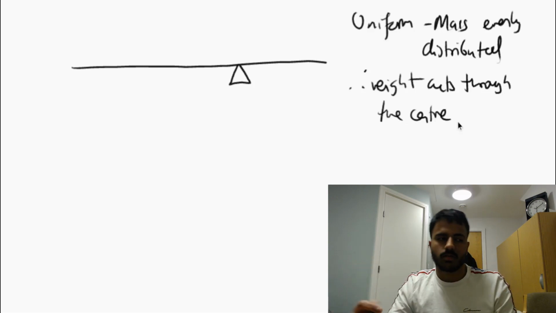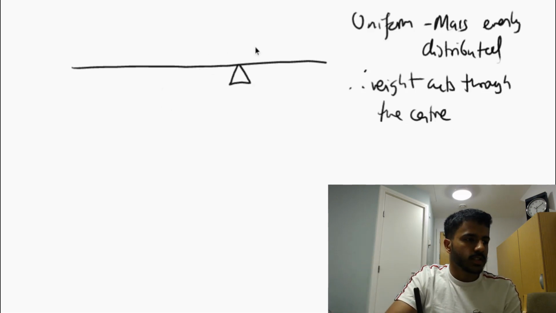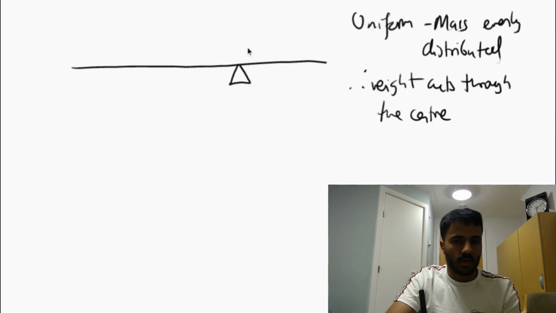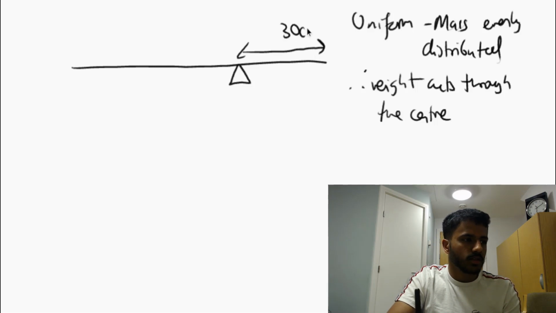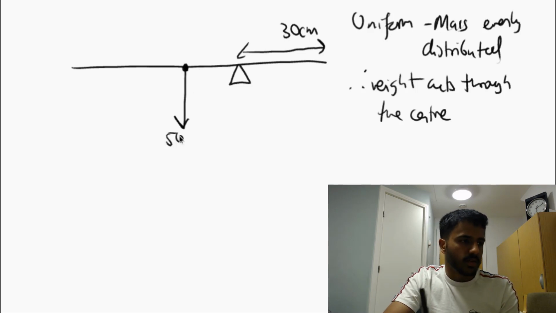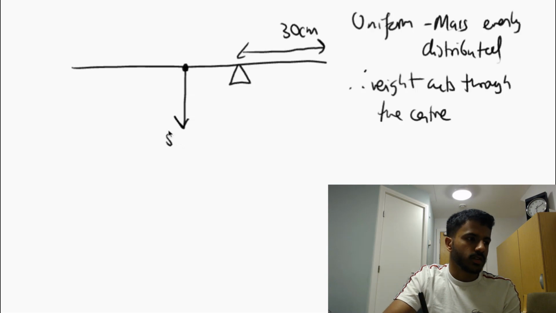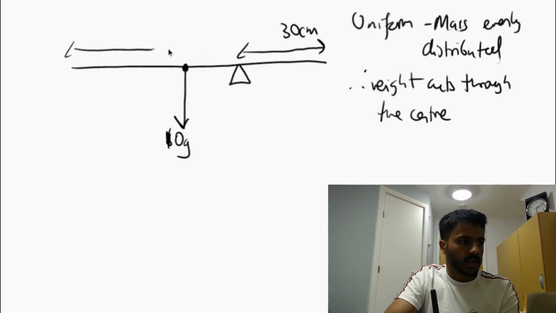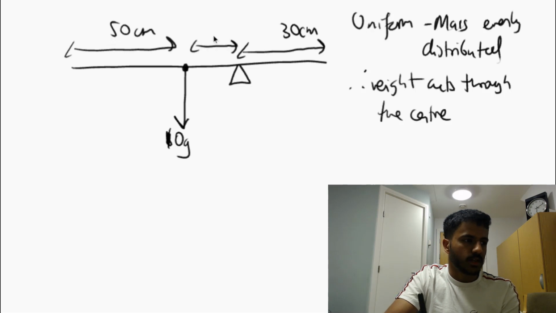of the object. So in this case, let's say it was a 100 centimeter plank, or a 1 meter plank. If I say that this length here is 30 centimeters, that means that the weight of this plank is acting at the 50 centimeter mark, which is right in the middle. And let's say it was 10 kilograms, so it will be a 10g Newton force. And using simple maths, we know that this length is 50 centimeters, so this length here has to be 20.